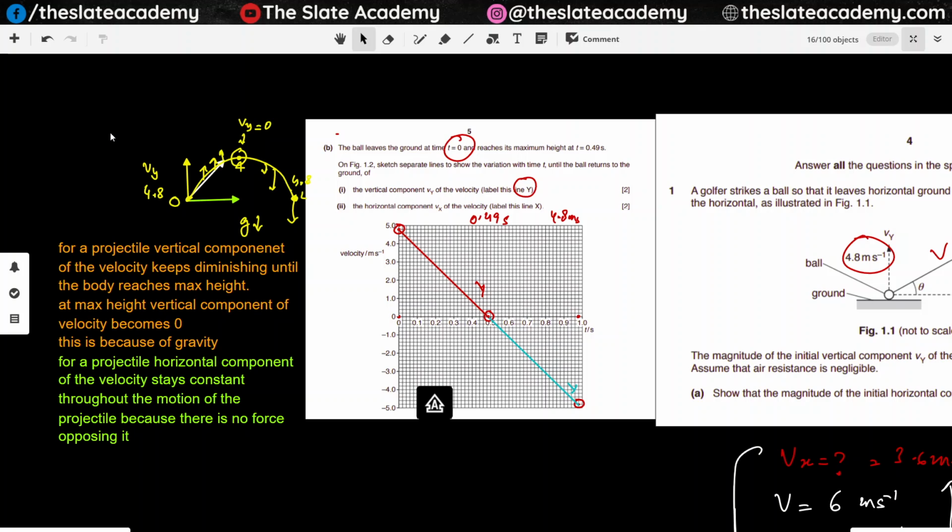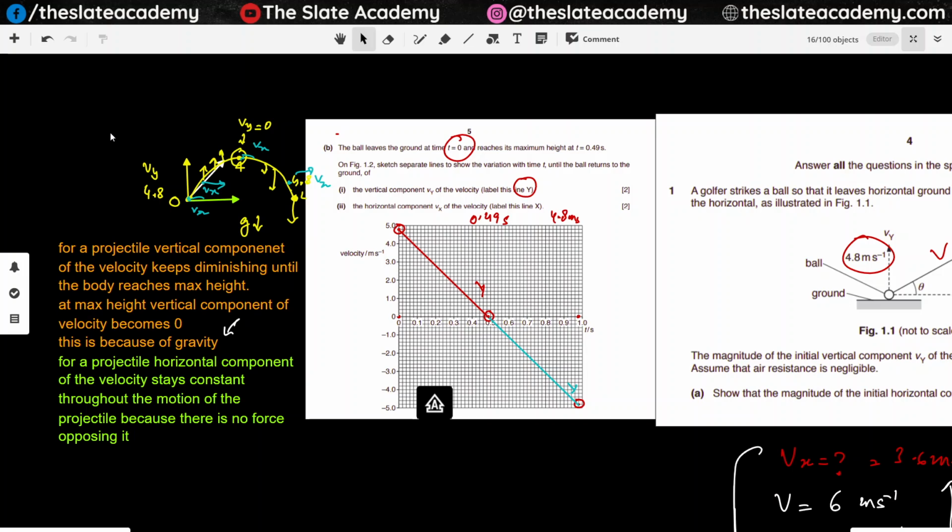One thing to add over here: for the first explanation, I've added the sentence, this is because of gravity. Now if we consider the horizontal component of the velocity, as I told you before, the recap is that this horizontal component stays the same at all points. Vx over here, Vx. Why does it stay the same?